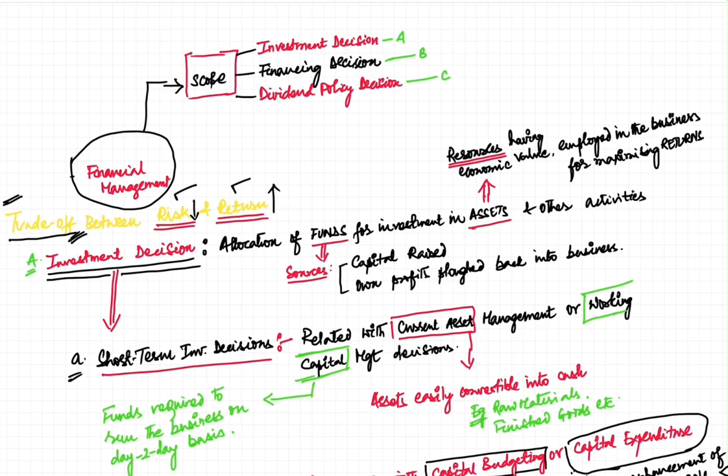So financial management is essentially a trade-off between risk and returns. If the risks are going high, definitely the returns will come down. And if you want to enhance the returns, definitely you have to take care of risk on the lower side. This essentially is the aspect of financial management we are dealing with. Today we'll talk about its scope.